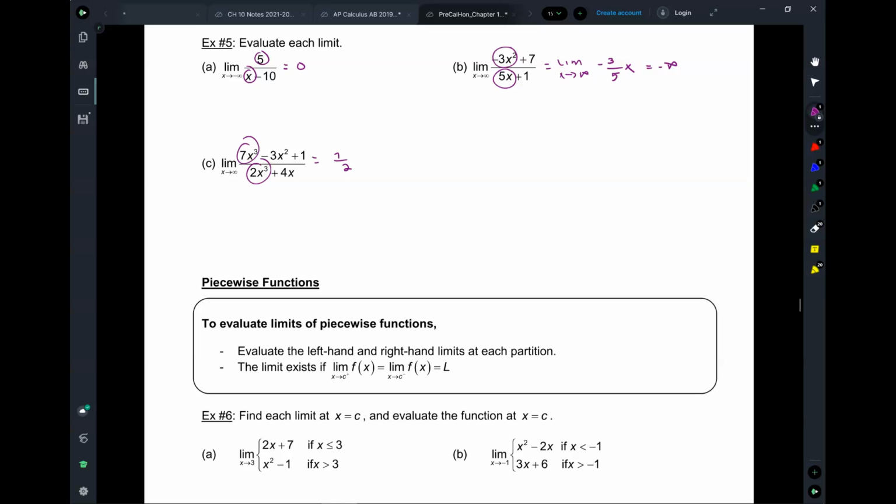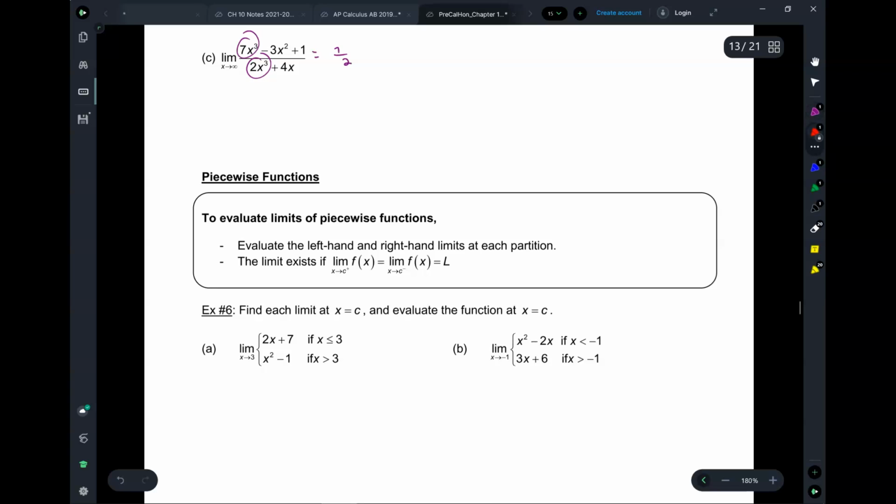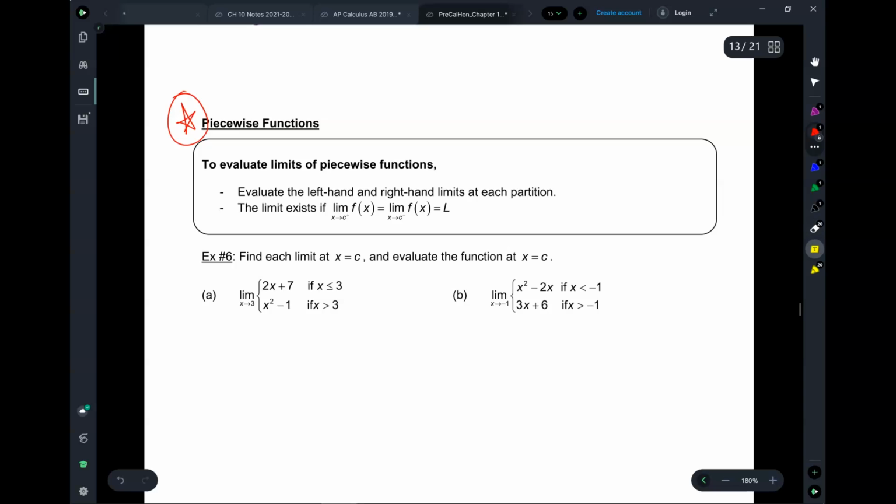Okay, let's do piecewise functions very, very quickly because you are actually very good at this. I can't tell you how important this is in calculus. Everything in life is a piecewise function, so everything in calculus is a piecewise function. To evaluate limits of piecewise functions, you have to evaluate the left-hand and right-hand limits at each partition. If the left-hand limit is equal to the right-hand limit, then the limit exists. What do I mean by this?